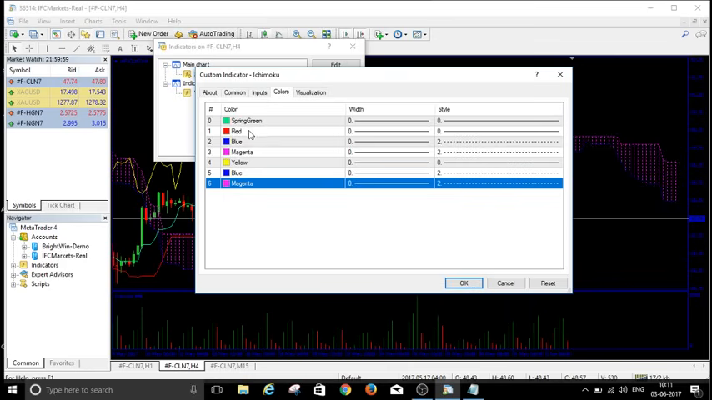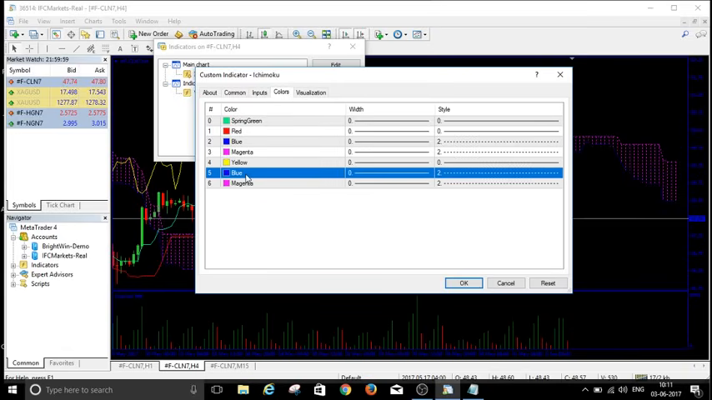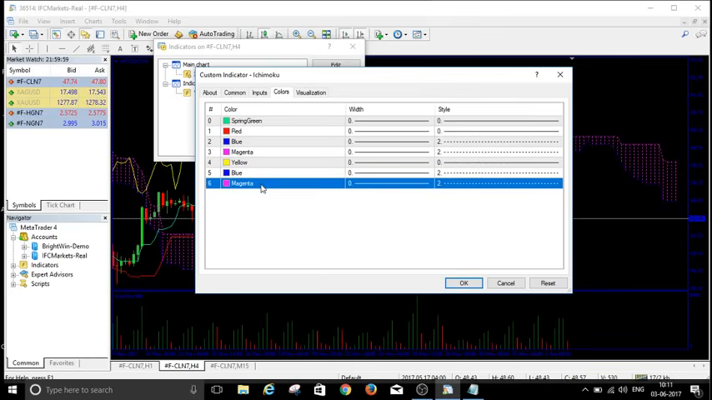Tenkan Sen, Kijun Sen, and this is Senkou Span A, Senkou Span B, and yellowish Chikou Span. Somewhere you will see that Senkou Span A is written as Up Kumo. Kumo means cloud, and Magenta is Down Kumo.